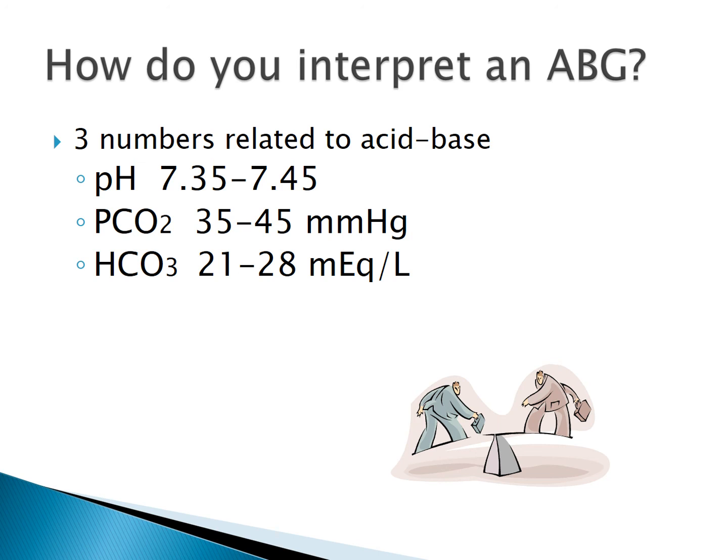So there are 3 steps. Step 1, you'll be checking the pH. If the pH is abnormal, then you want to figure it out. Okay, so if it's below 7.35, it's acidosis, or if it's above 7.45, it's alkalosis.